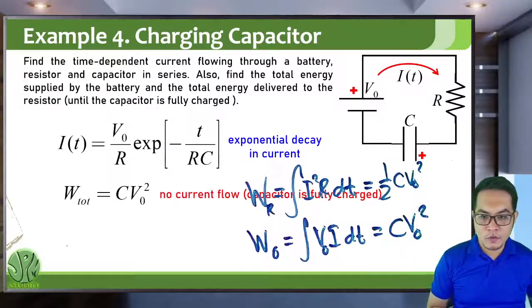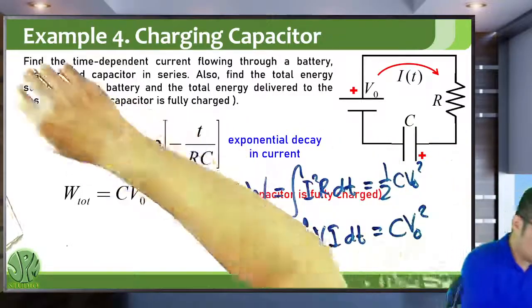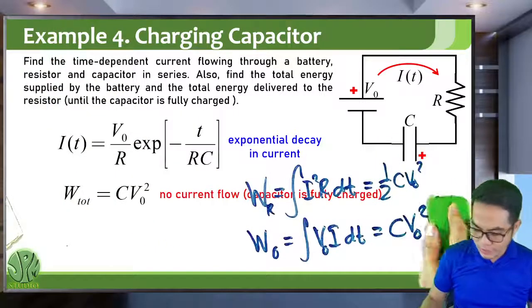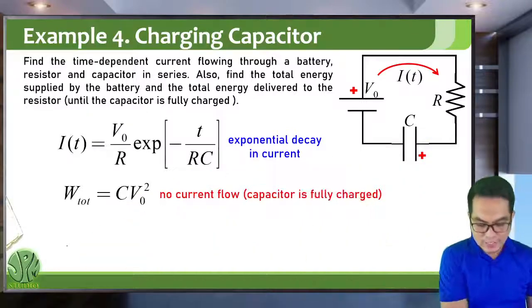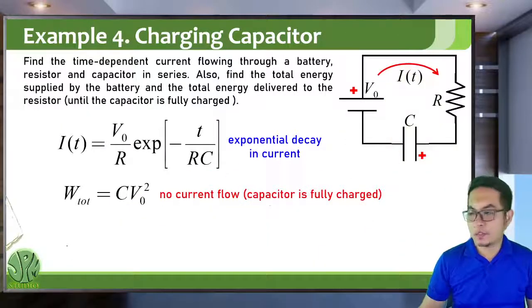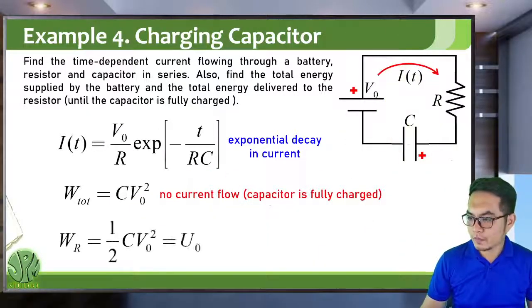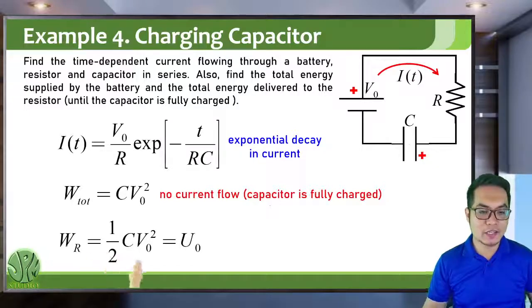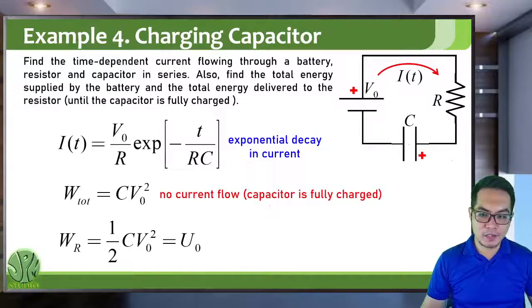So when the capacitor is fully charged, there's no more current flowing in the circuit. Again, the energy delivered to the resistor is 1/2 CV naught squared, and that is the same as the total energy stored in the capacitor, 1/2 CV naught squared.